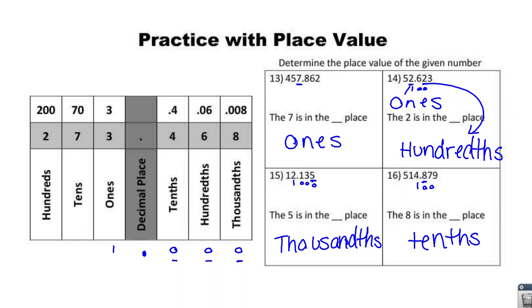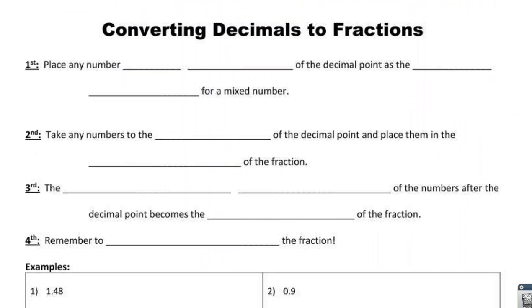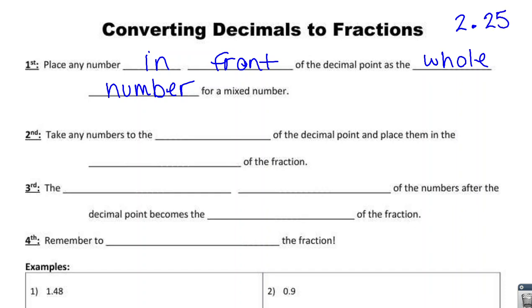All right, so now let's talk about how we use place value to turn a decimal back into a fraction. Okay, so it says place any number in front of the decimal point as the whole number for the mixed number. So I'm going to use the example 2.25. So this whole 2, I'm going to pull it away so it becomes the whole number 2 of the mixed number. So that's the first step. So I pulled this 2 out. Pull out the whole number 2.